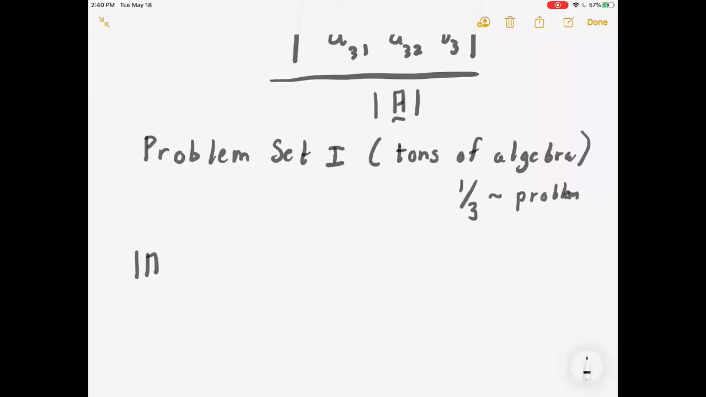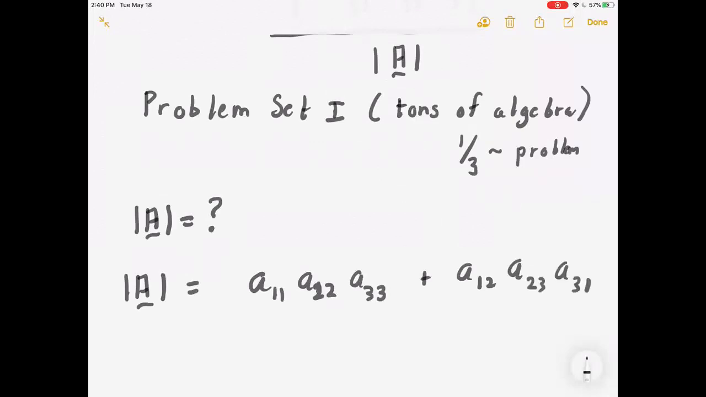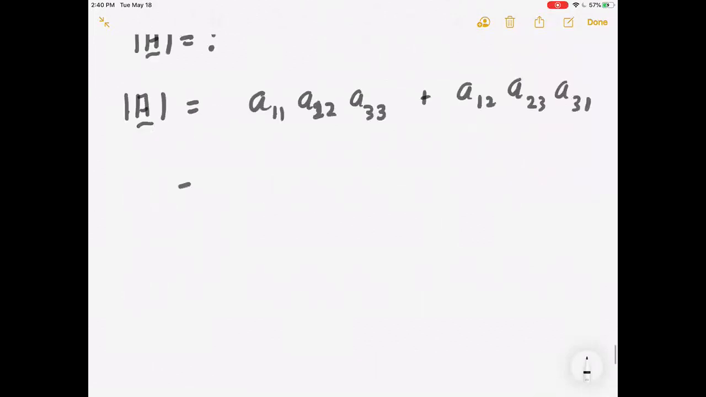So in all of this, we're still going to need to find out what the determinant is for a 3x3 matrix. You will find, again in problem set 1, that it will be a sub 1,1 times a sub 2,2 times a sub 3,3 plus a sub 1,2 times a sub 2,3 times a sub 3,1, 2 terms. You'll find a third term that looks like a sub 1,3, a sub 2,1 times a sub 3,2, sorry.